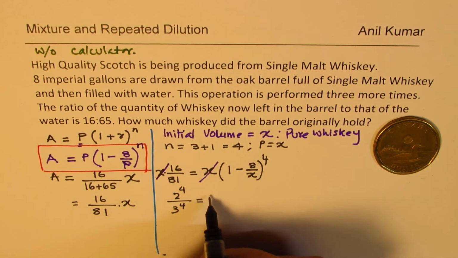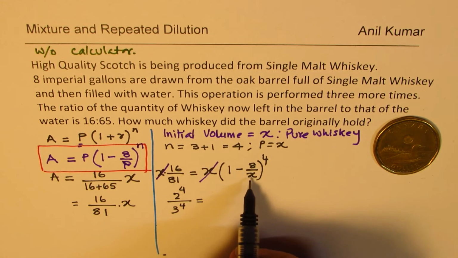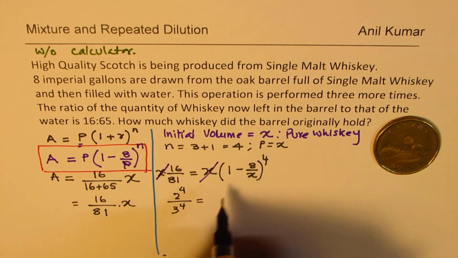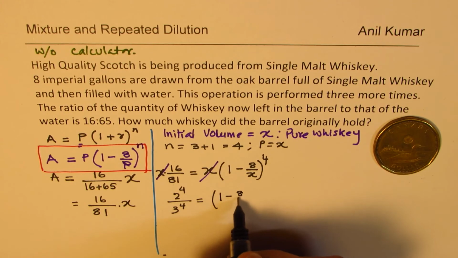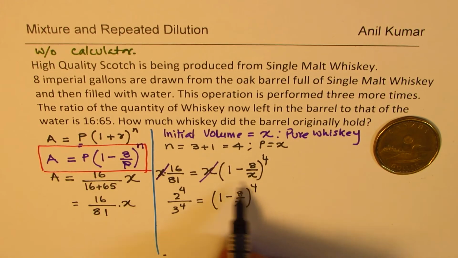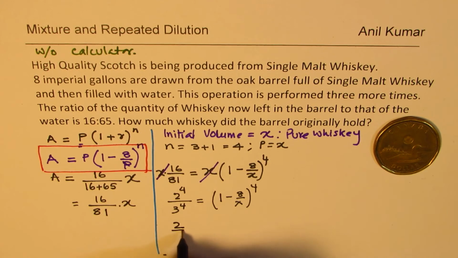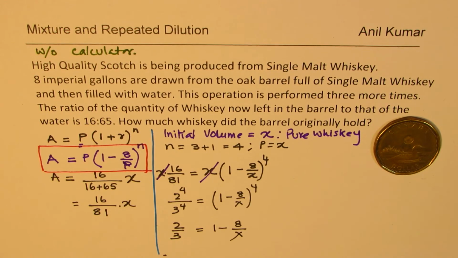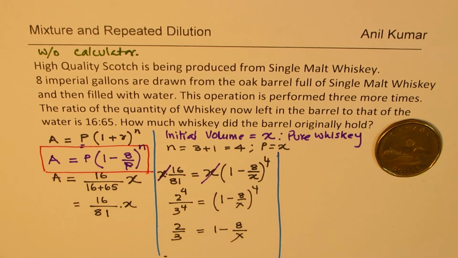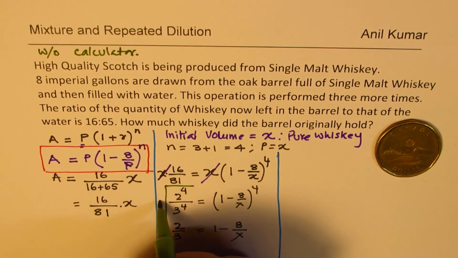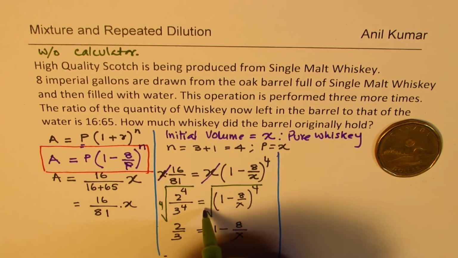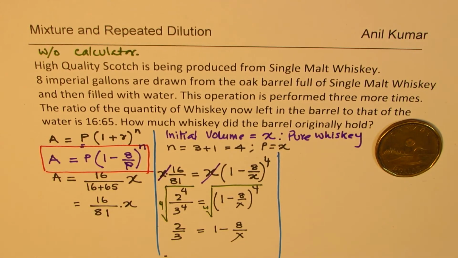So, and here what do we have? 1 minus 8 over X. That is what we have, right? So 1 minus 8 over X, okay, to the power of 4. Now if I take the fourth root, then I get 2 over 3 equals 1 minus 8 over X. Does it make sense to you? So we took the fourth root, right? So at this stage, what did we do? Well, we took the fourth root on both sides. So that power of 4 vanished and simplified our numbers.